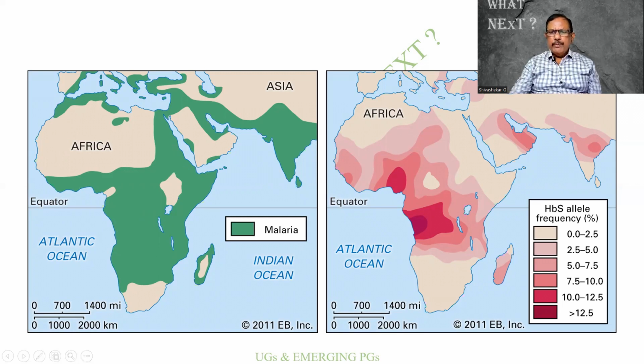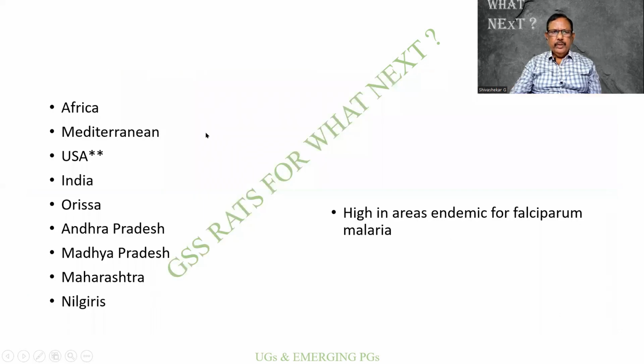Secondly, this map shows us the distribution of hemoglobin S. Various countries, including part of the Mediterranean and a good part of India. Africa, of course, as I had given in the history. So these are the countries: African, Mediterranean, and USA and India. In India, the states such as Orissa, Andhra Pradesh, Madhya Pradesh, Maharashtra, Bihar, Nilgiris.